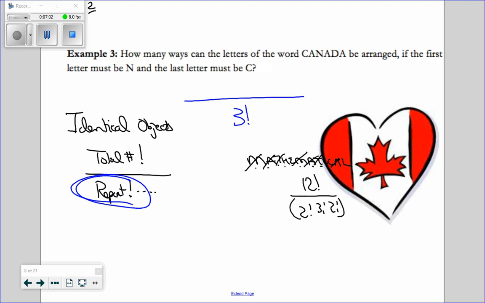Okay, get that out of the way. Done. Now for the top, you're going to do the top just like you did in lesson 1 and lesson 2. So how many ways can the letters of the word Canada, so we're going to use all the letters. So there's 6 letters. The first letter must be an N, and the last letter must be a C. How many N's are there in Canada? 1. How many C's are there in Canada? 1. So I've used the C and the N. How many letters do I have left to pick from?